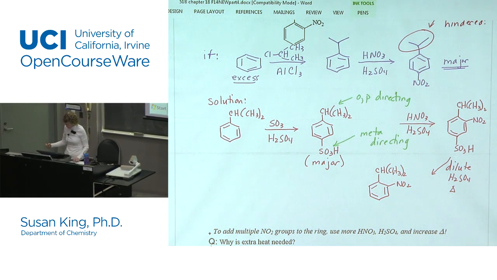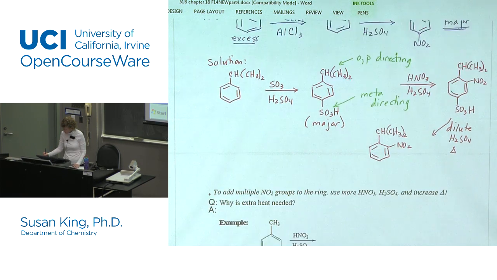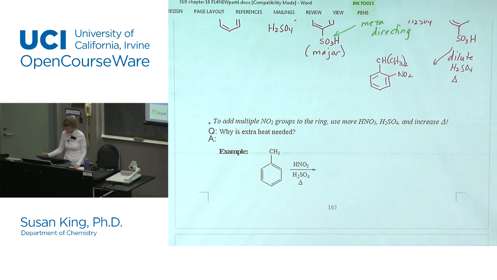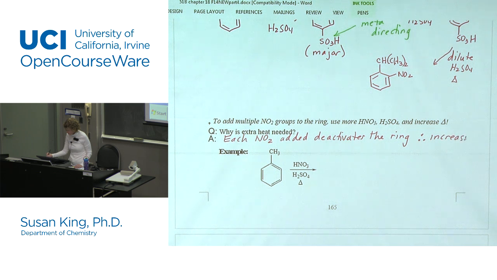All right, to add multiple groups, use more nitric acid, H2SO4, and increase the temperature. Why is extra heat needed? Each nitro group added deactivates the ring. Therefore, if you want to add more than one, you have to use increased temperature.